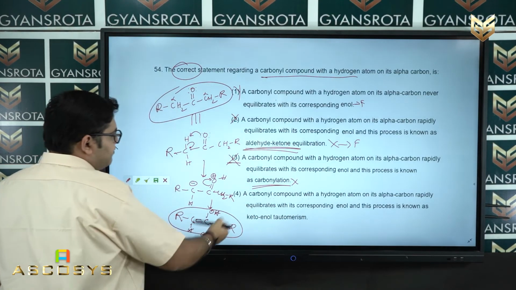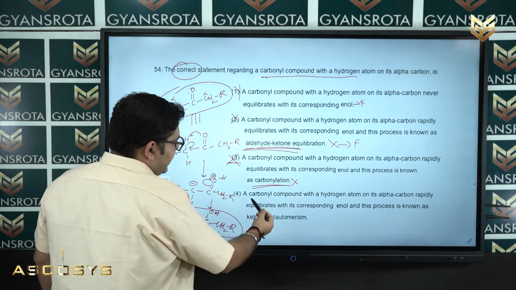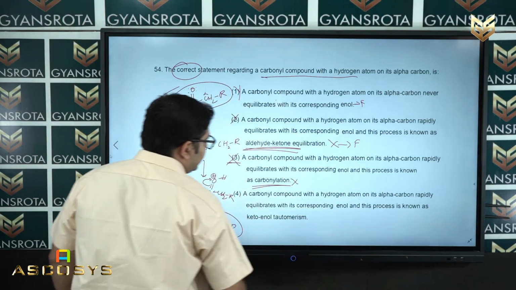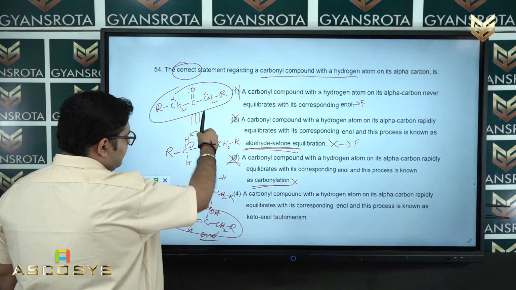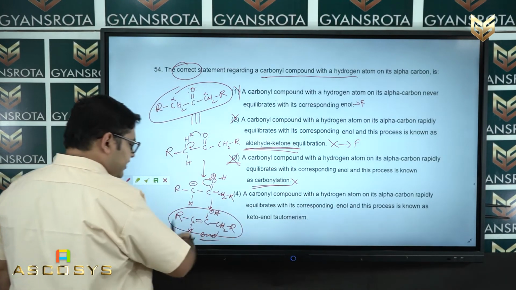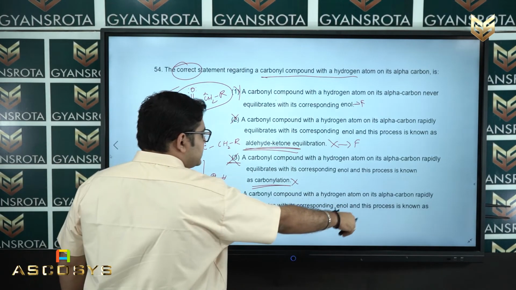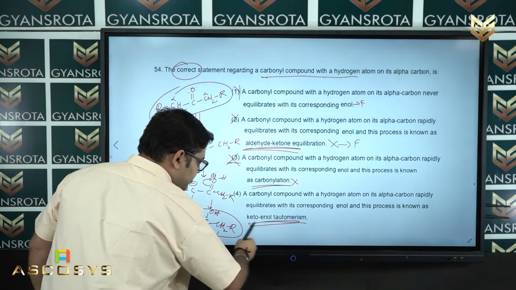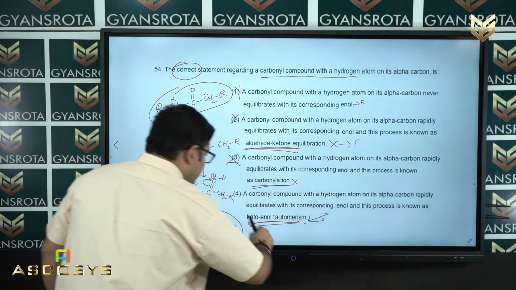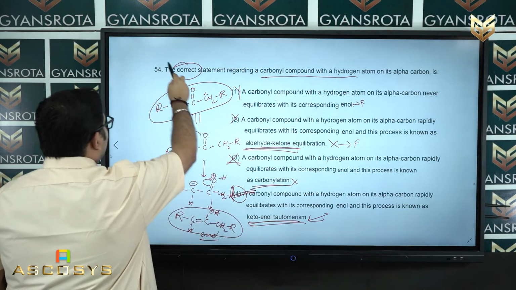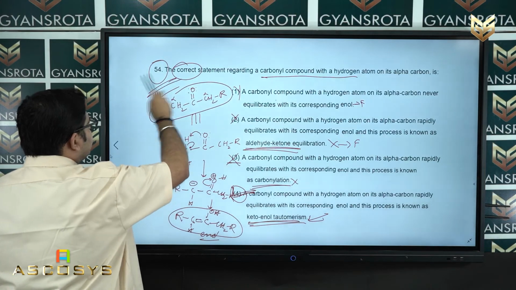Now, see option number 4, which is the correct statement. A carbonyl compound with a hydrogen atom on its alpha carbon rapidly equilibrates, yes, rapidly equilibrates with its corresponding enol, that is the enol form, and this process is known as keto-enol tautomerization. So, this is the correct statement. So, option number 4 is the correct answer of your question number 54.